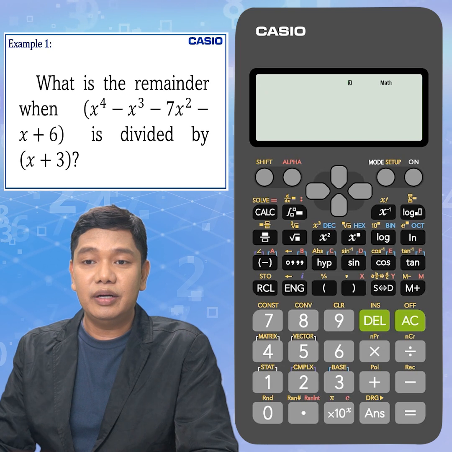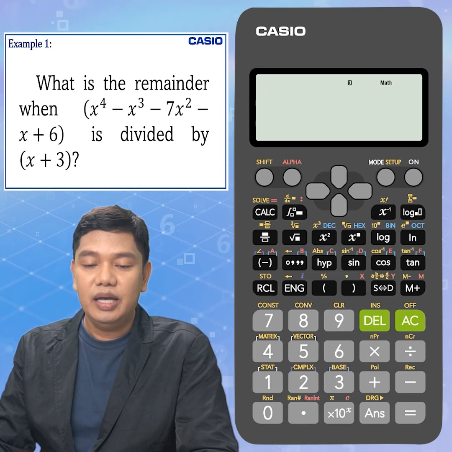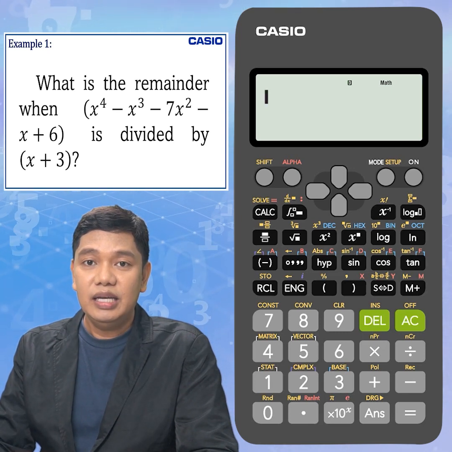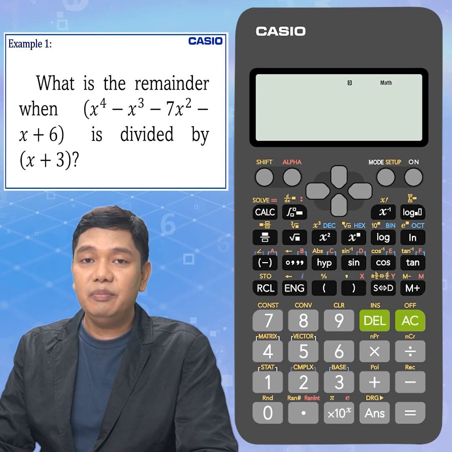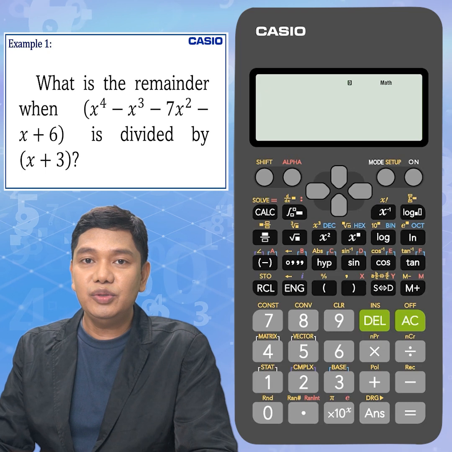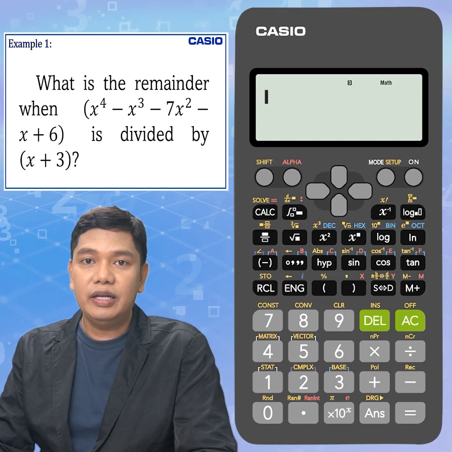Let us now consider this first example to illustrate how to use the remainder theorem and our Casio ES Plus calculator. What is the remainder when the polynomial x to the fourth minus x cubed minus 7x squared minus x plus 6 is divided by the binomial x plus 3? This means that we need to substitute x is equal to negative 3 in the given polynomial.